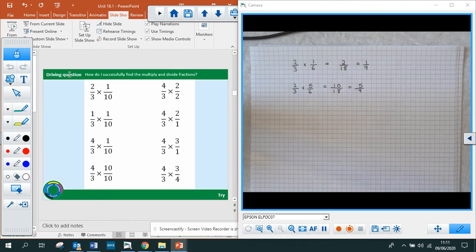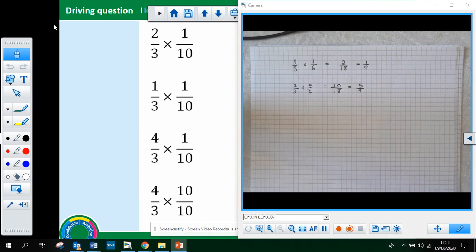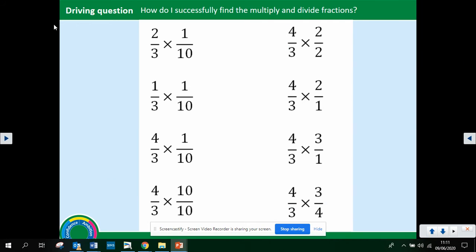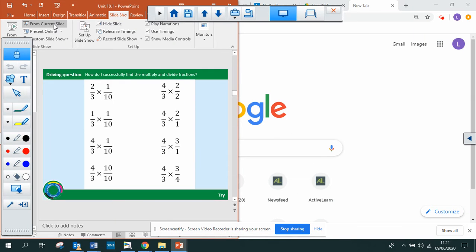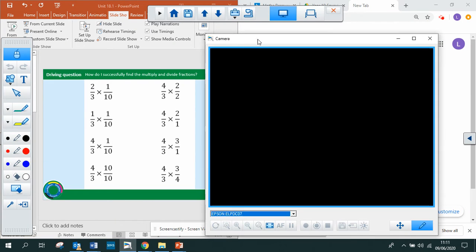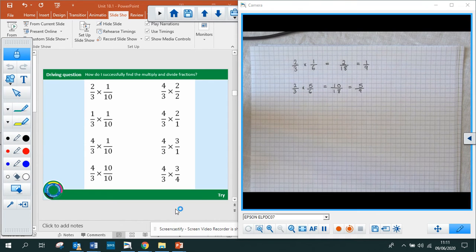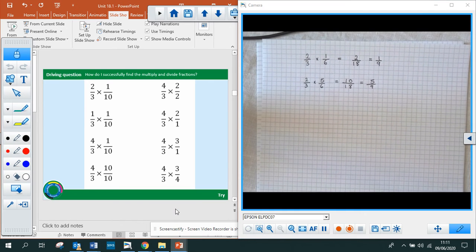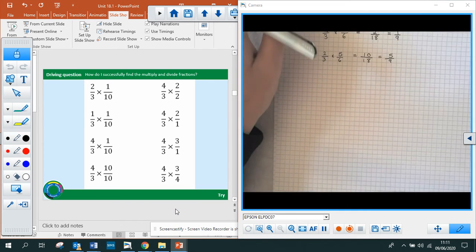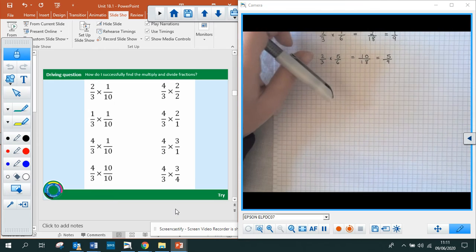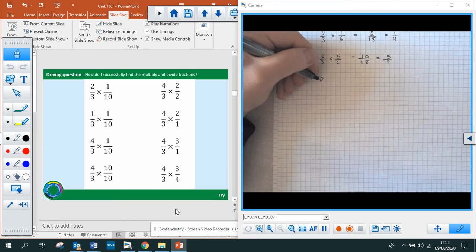Okay. So please now have a go at the questions that are on the screen. Pause and play when you're ready to go through the solutions. Okay, I'm only going to go through one or two with you, and then I'm just going to put the answers on the screen, because I hope that this isn't too tricky for you. So I'll go through the first two there. The first one is 2/3 multiplied by 1/10.